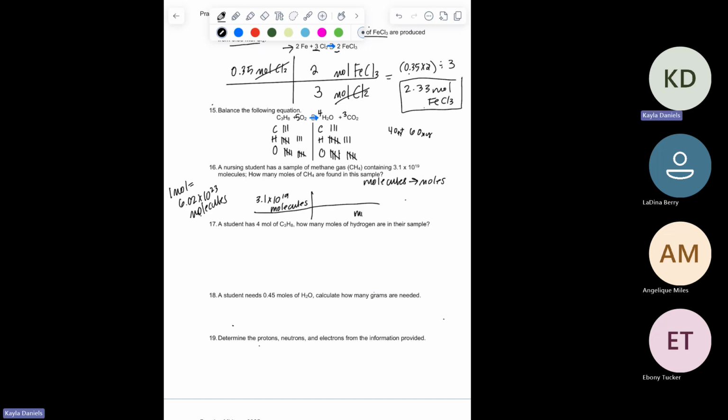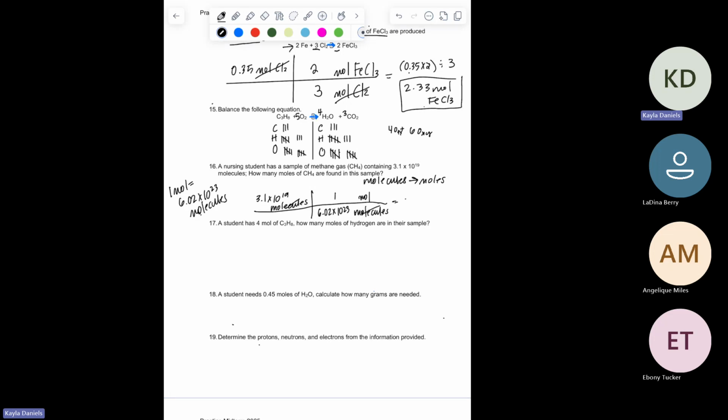I'm going to put molecules on bottom because I want them to cancel. I'm going to put moles on top. So that leaves me with 1 mole on top and 6.02 times 10 to the 23rd on bottom since it's Avogadro's number. So I got my molecules to cancel, and then my moles are on top, which is what I want. When I go to plug this into my calculator, I want to make sure that I use parentheses.